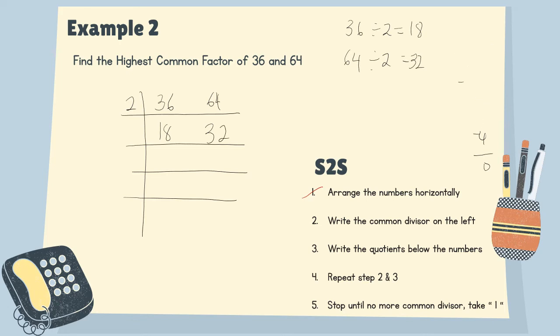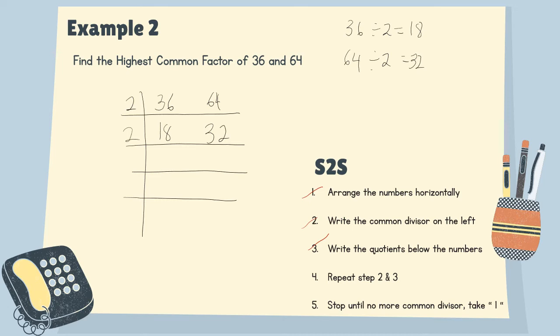Again, ask yourself. So that is step 2 and step 3. Now step 4, repeat step 2 and step 3. Only repeat if there is still a common divisor between the two numbers. So ask yourself, are these two numbers even, 18 and 32? Because if they are even, you can always divide them by 2, which means there is still a common divisor.